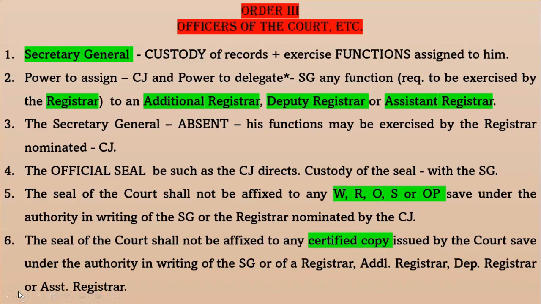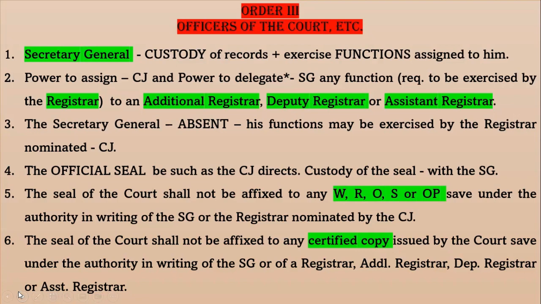Rule 2 provides for power. It provides for power of the Chief Justice and power of the Secretary General. Rule 2 provides power to assign to the Chief Justice and it provides power to delegate to the Secretary General. Now let's read it. The Chief Justice may assign and the Secretary General may, with the approval of the Chief Justice, delegate. What? And to whom? Well, to an additional registrar, deputy registrar or assistant registrar, any function required by these rules to be exercised by the registrars.